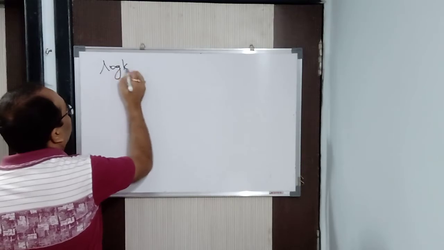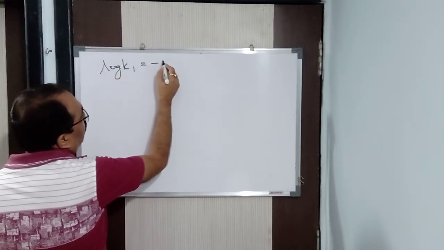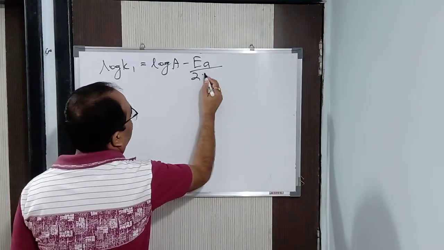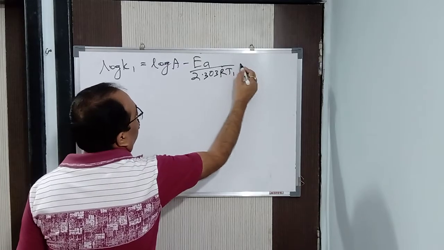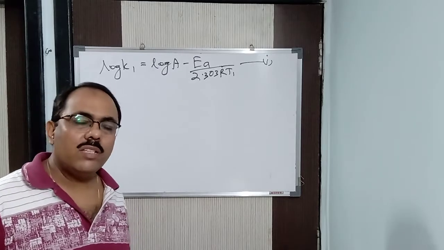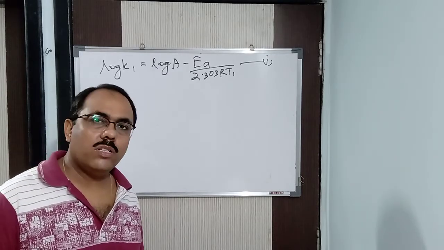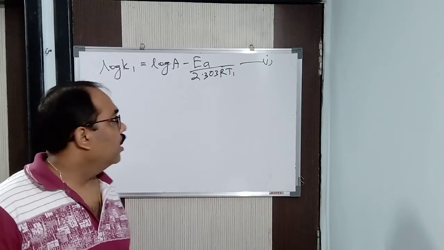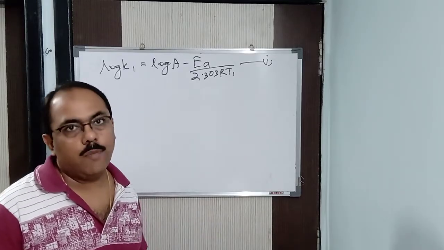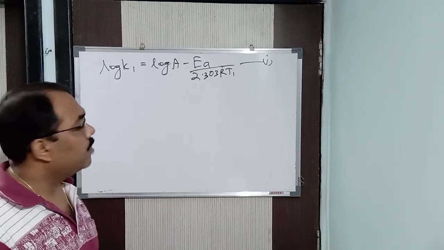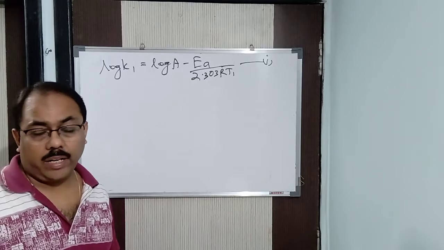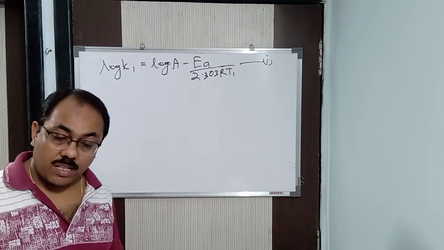So log K1 is equal to, how much? That is log A minus Ea by 2.303 RT1. Now remember, when the temperature is changing, rate constant is changing, but the frequency factor remains the same, it will not change. Number of collisions depends upon how many molecules are colliding per second. So don't think that if you are increasing the temperature, then the number of molecules colliding per second will be more. It might not be.